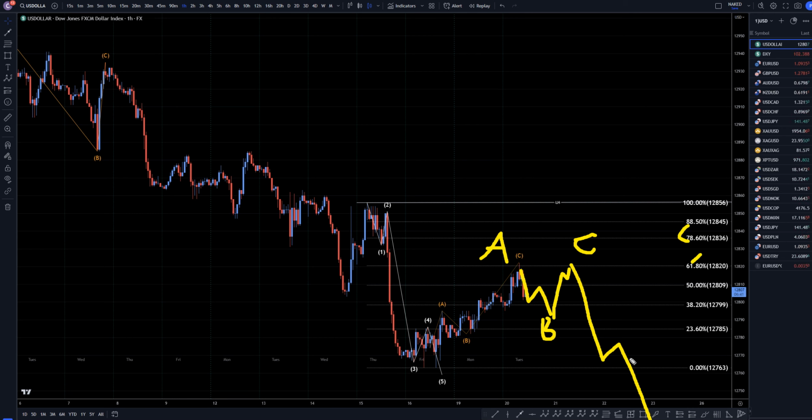So either scenario, I am definitely looking for shorts on these sort of time frames, whether this is a wave A or whether it's a complete ABC correction. We're just going to have to watch and see whether this move down turns into a correction to the move up or whether it turns into the continuation of the downtrend.